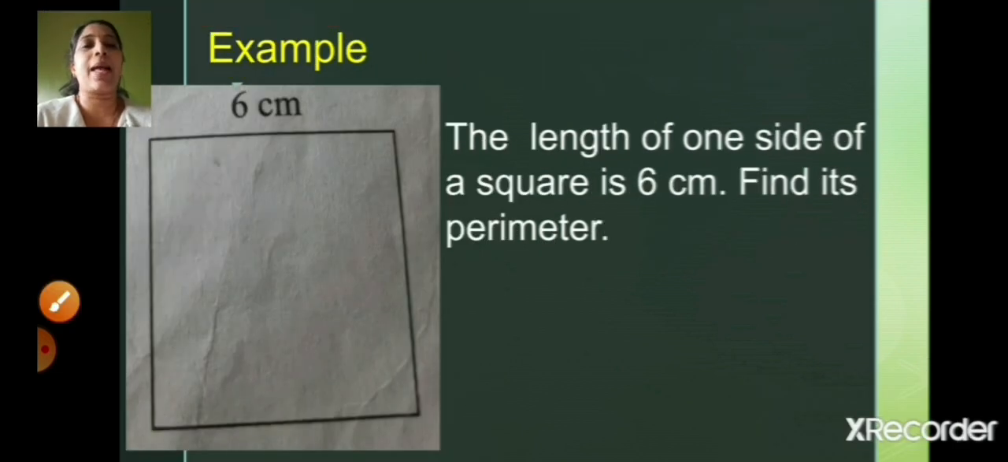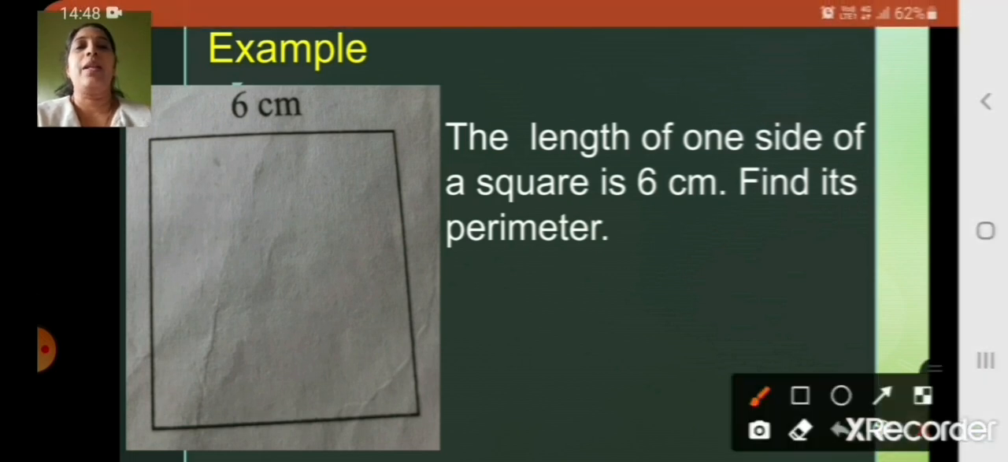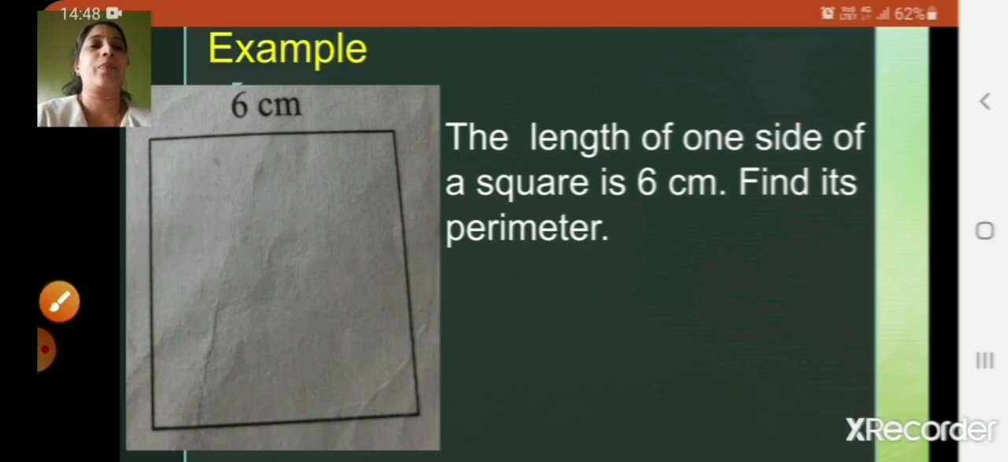Let's take an example for it. The length of one side of a square is 6 centimeter. Find its perimeter. Now, length of one side is 6 centimeter. Now, in a square, all the 4 sides are equal. So, all the 4 sides will be 6 centimeter only, right? So, we will find out its perimeter.